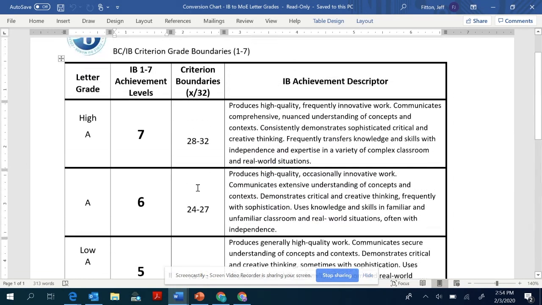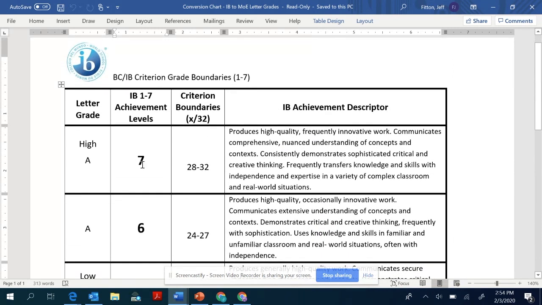But what's good about this is you can have a conversation with your son or daughter or child and realize that they've gotten a 7, and that means they produce high quality, innovative work. They're going above and beyond. So in some jurisdictions, that's an A plus.